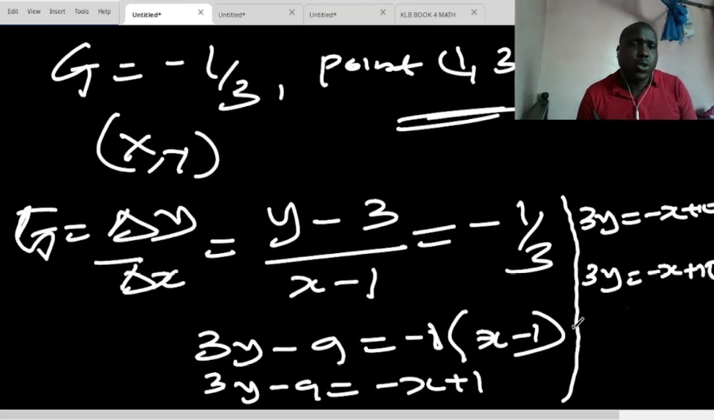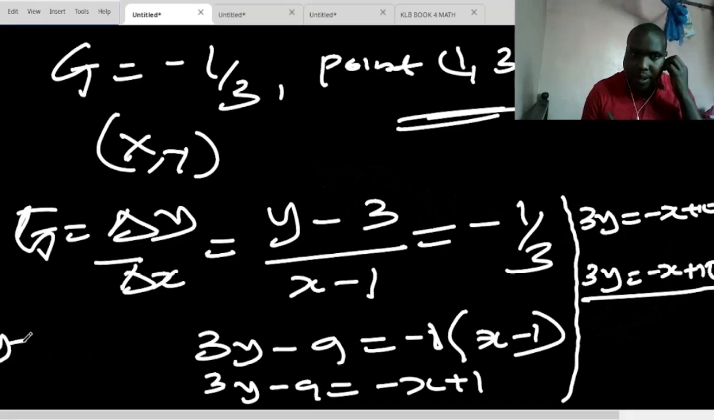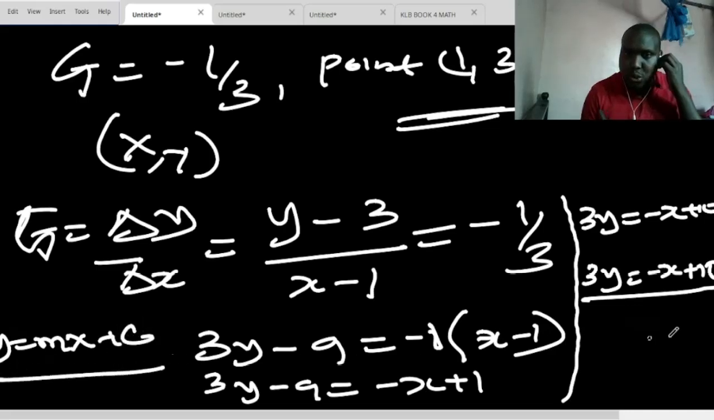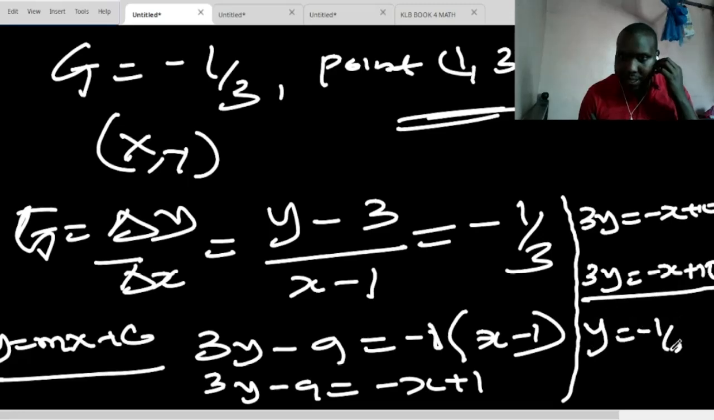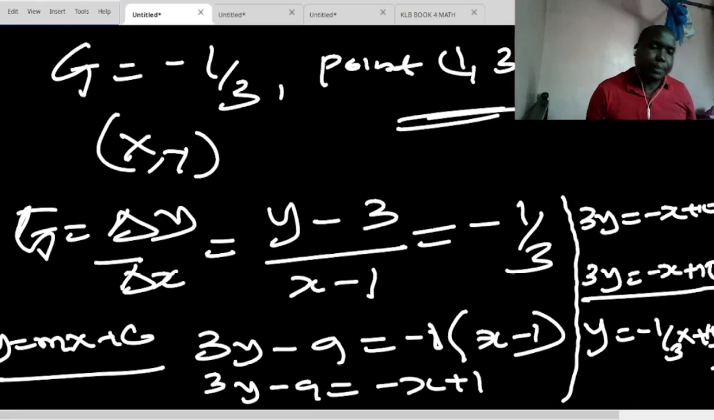If you were not told to write it in the form of y = mx + c, then this one is okay. But if you were told the equation should be in the form of y = mx + c, then you need to divide by 3 throughout each term. So if you divide by that, you are going to have y = -1/3 x + 10/3. If you are told. If you are not told, don't bother. You can leave it at that point.